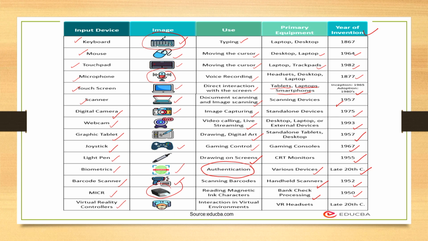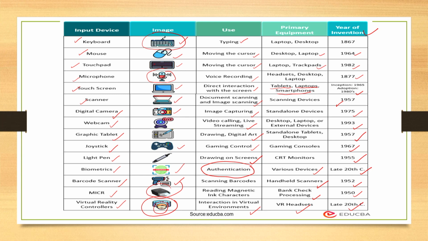Virtual reality controllers, it is like this. You get in, you feel that you are currently present over there while physically you are not there. So, that is why it is called the virtual reality controllers. Interaction in virtual environments, primary equipment is a virtual reality headset and it was invented in the late 20th century.